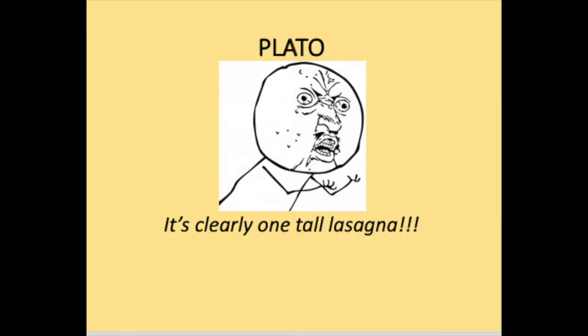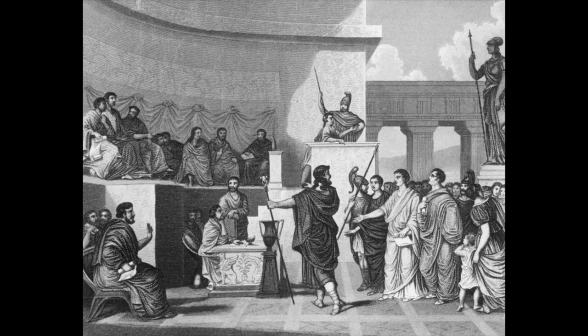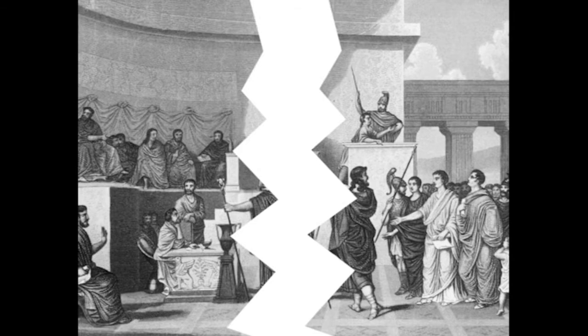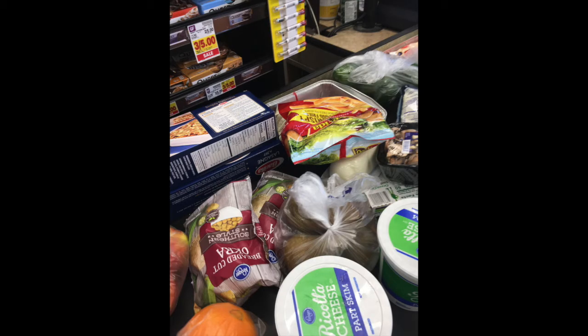Plato believed you would have one lasagna. Heraclitus, however, said that you could never eat the same lasagna twice. Some people even believe the Roman Empire collapsed because the senators could not settle this issue. To settle this debate, Professor Arsinoe and his assistant made 2 identical lasagnas. These are homemade, vegetable versions of the dish. Here's a montage with music.